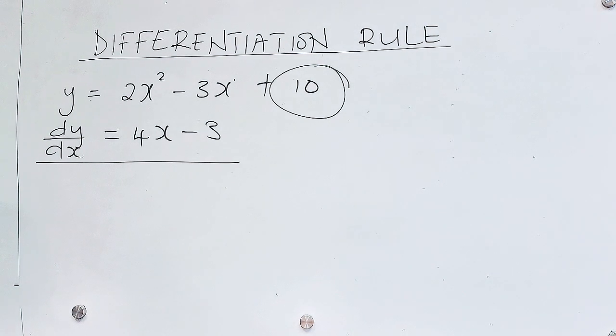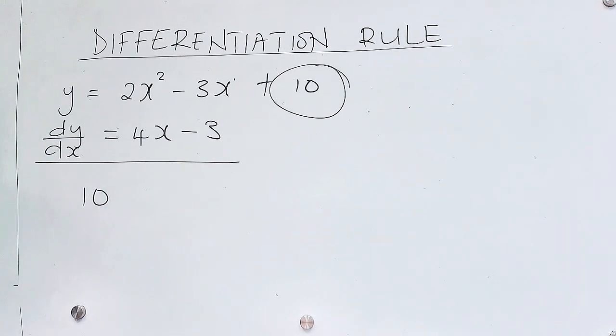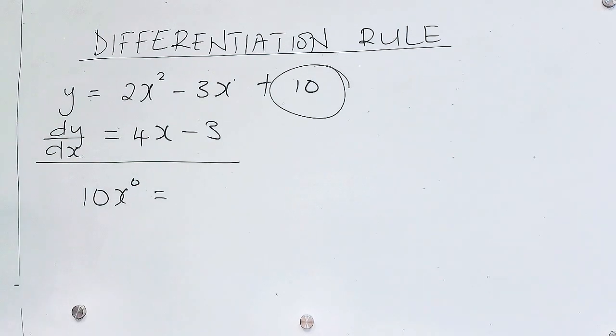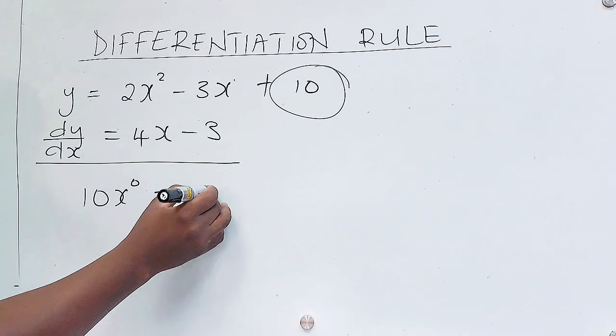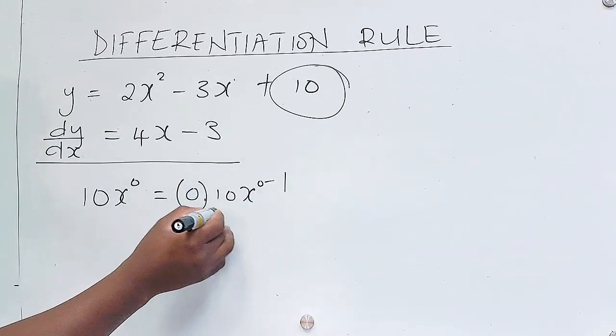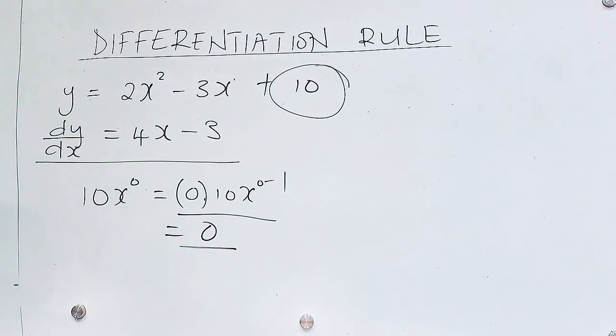Alright, let me clarify the issue of that constant, why it is 0. This is 10. It's the same as 10x power 0. So what is going to happen when you differentiate? You drop this 0. So 0 multiplied by 10, x power 0 minus 1. But once you multiply anything with a 0, everything becomes a 0. That's why differentiation of a constant is 0.